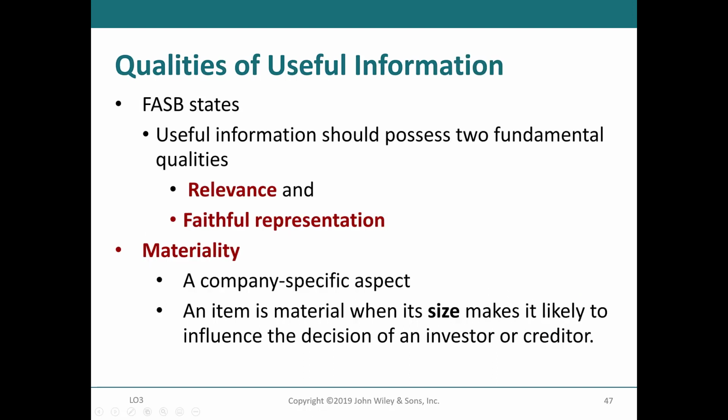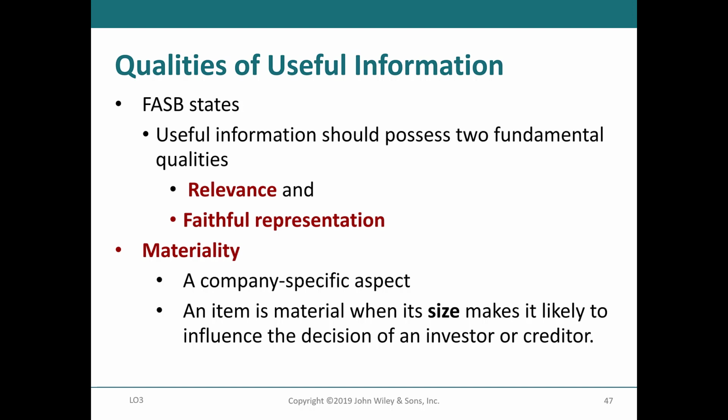All right, so qualities of useful information. FASB states that useful information has to possess two fundamental qualities. Number 1, it has to be relevant. And number 2, a faithful representation. When we talk about relevance, we're also talking about materiality. A company's specific aspect of what is relevant to them, whatever they deem to be material.